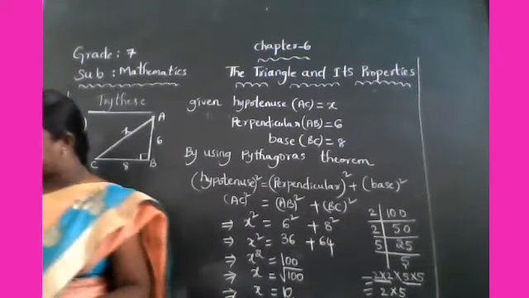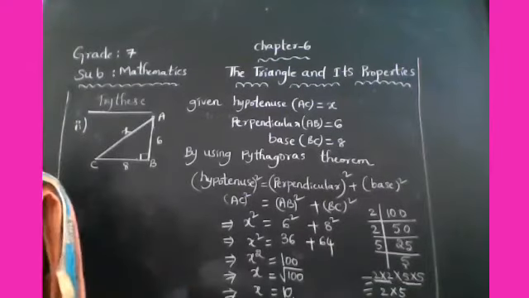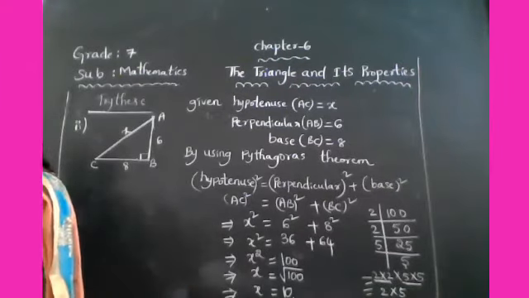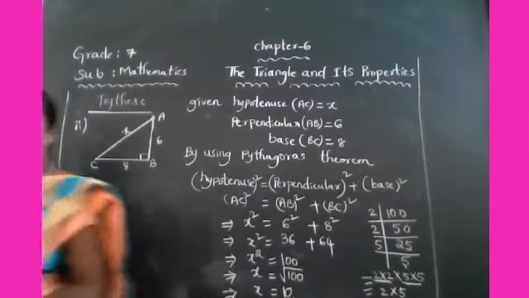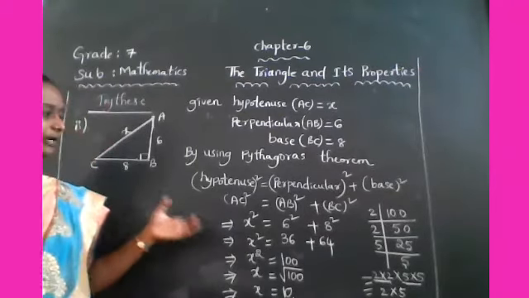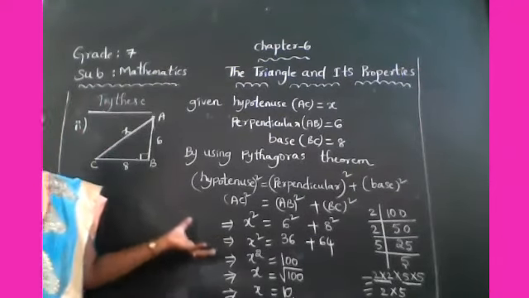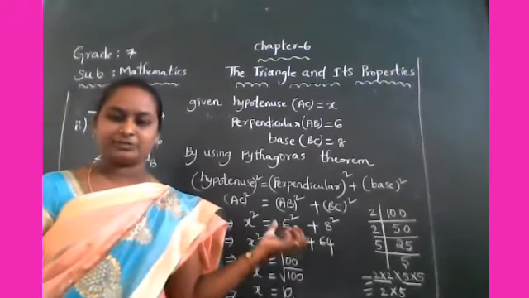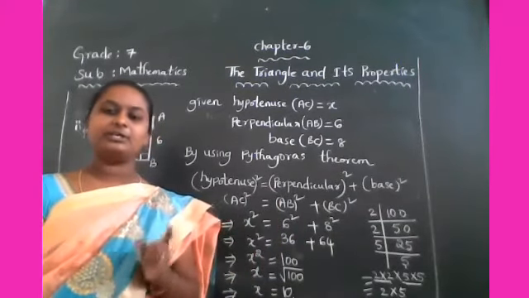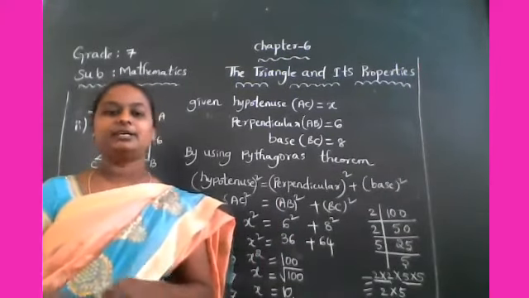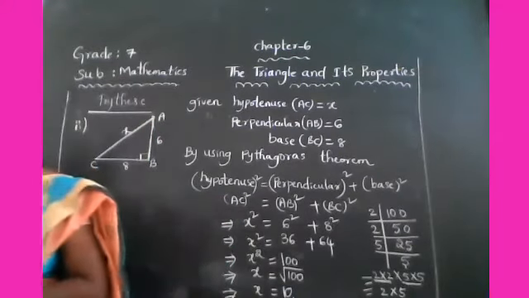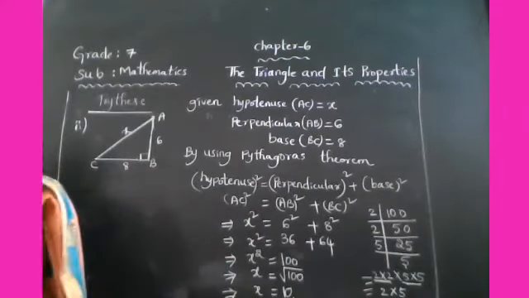Okay now children, so this is the way of finding the third side using the Pythagoras theorem. Right. So you have to identify the perfect square. If you want to identify the perfect square, what I said, you have to use the prime factorization method. Very good. Very good, children.